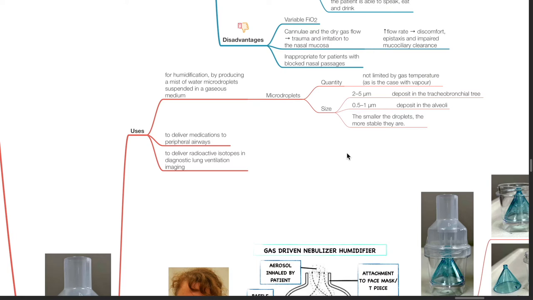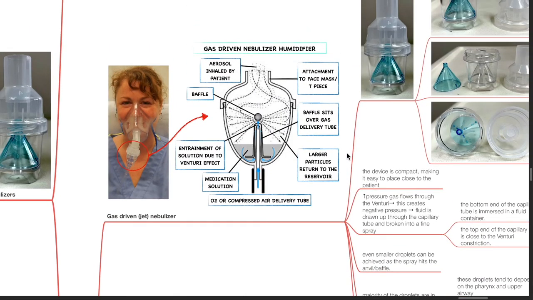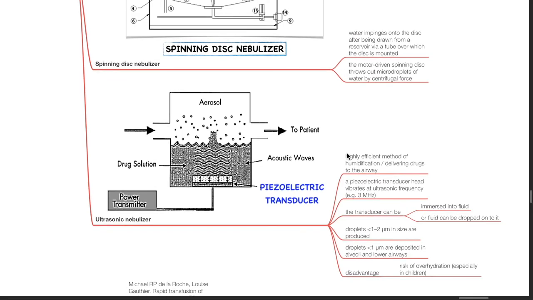Nebulizers are also used to deliver medications to peripheral airways and to deliver radioactive isotopes in diagnostic lung ventilation imaging. Types include the gas-driven nebulizer, spinning disk nebulizer and ultrasonic nebulizer.